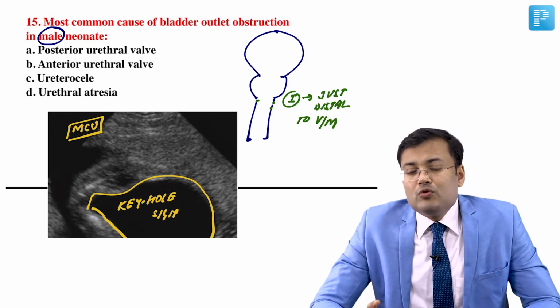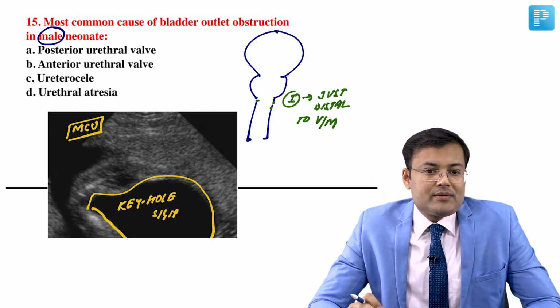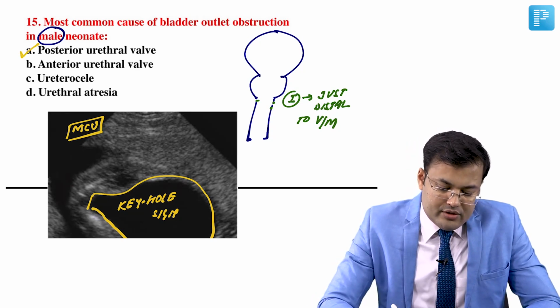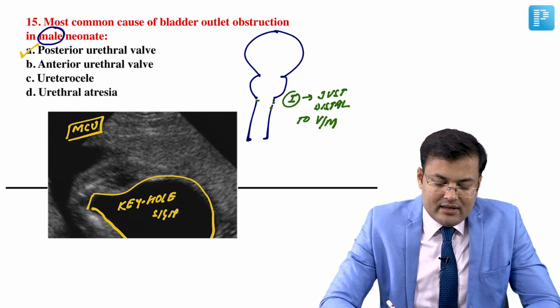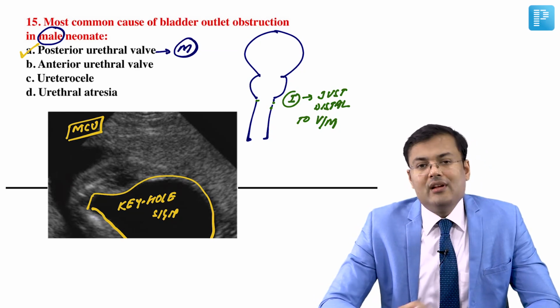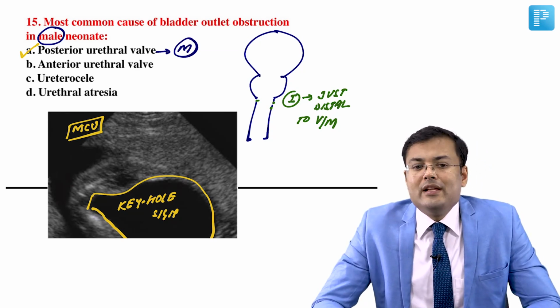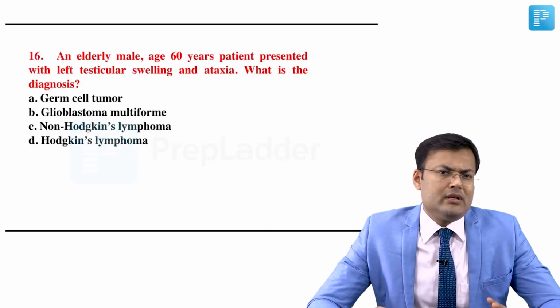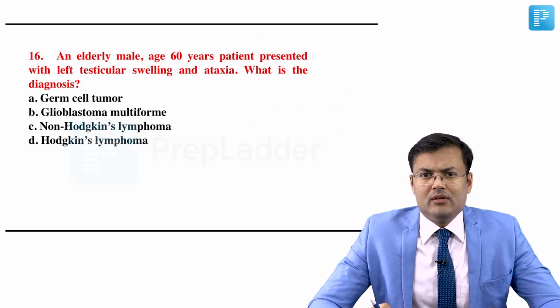Clear? The most common cause of bladder outlet obstruction in a male neonate is posterior urethral valve, and we discussed that it is exclusively an abnormality of the male urethra. So the correct answer is A. This is a relatively new question, but you can easily crack it.